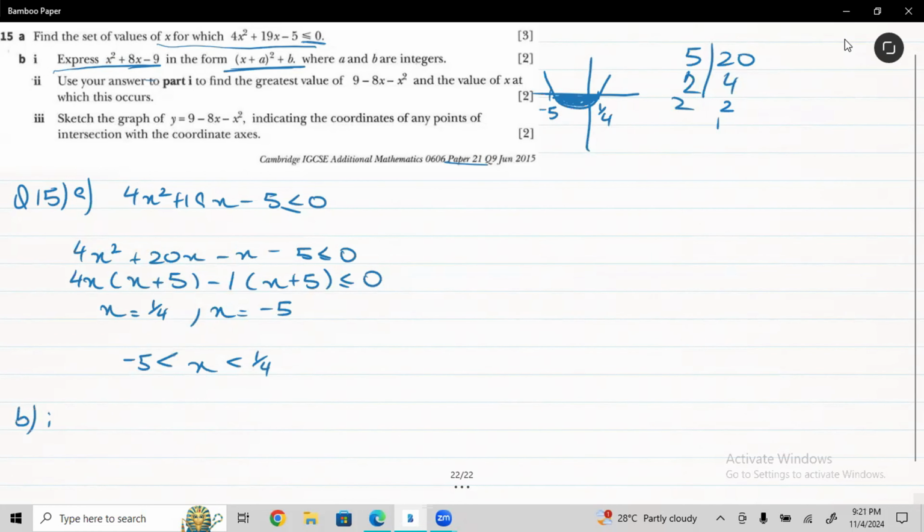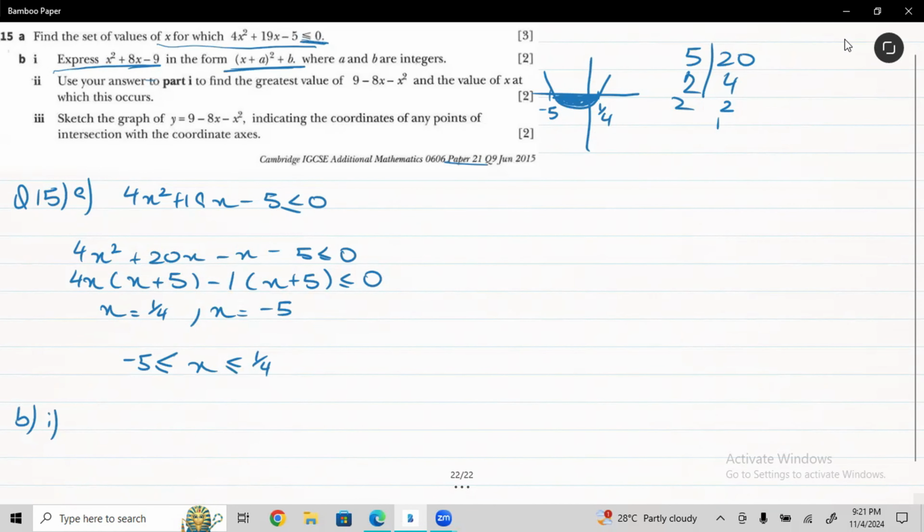For part B, we have to express x squared plus 8x minus 9 in this form. We have to solve this and give it in squared form. By the way, I'm really sorry. They've also asked for the values which are less than or equal to 0. So we're going to add equals to here, because at negative 5 and 1 upon 4, the x value, you can say the y value is equal to 0.